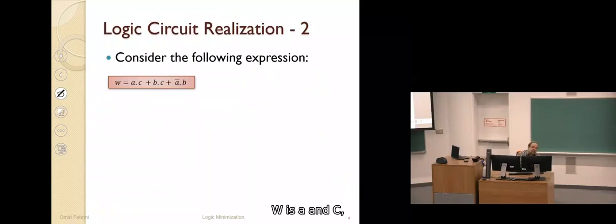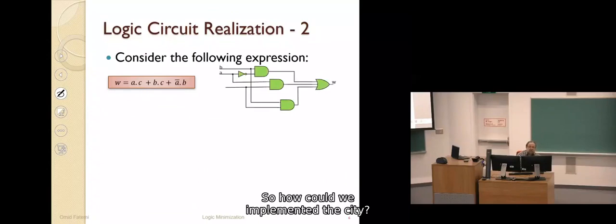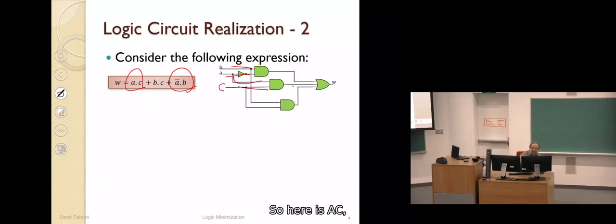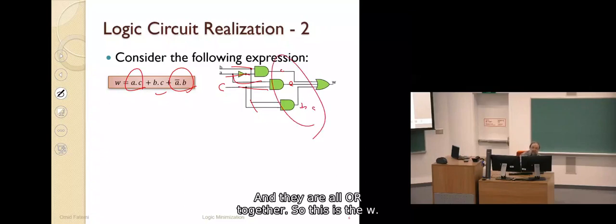W is A and C, or B and C, or A naught and B. This is the function. So how could we implement it? You see A naught B is one, and then A, C, this is C here. AC is this one, so here is AC, here is A naught B, and BC, C and B, and here is BC. And they are all ORed together, so this is the W.